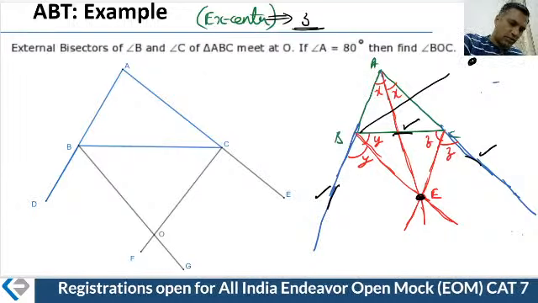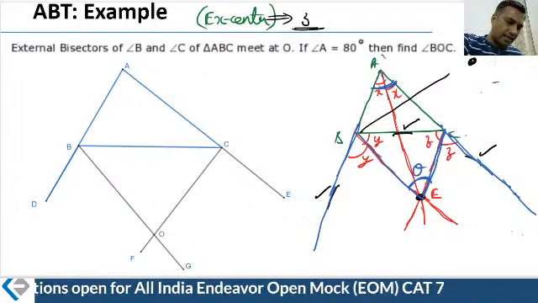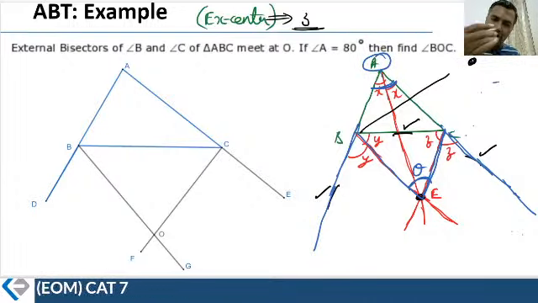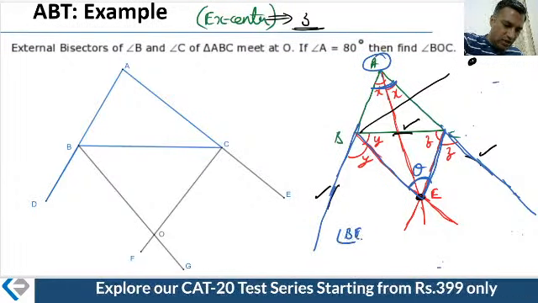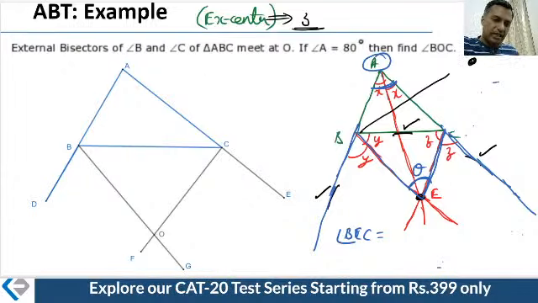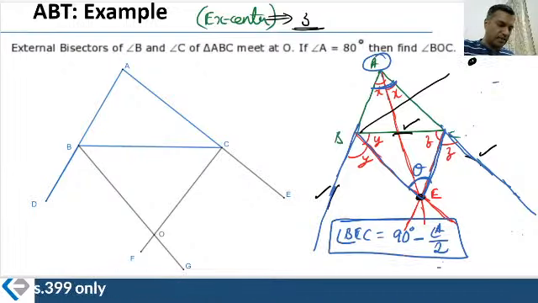Okay, now this is called the vertical angle. This vertical angle theta is related with this particular angle A. How is it related? Angle BEC, called theta in our language here, is nothing but 90 degrees minus angle A by 2.